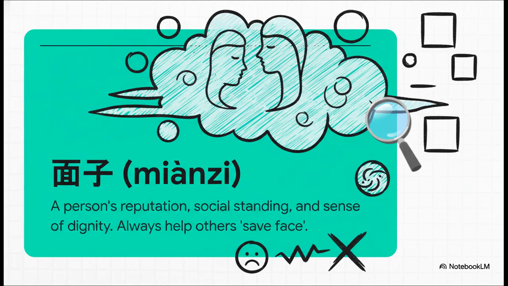You can make deposits into someone's account by giving them face, or you can make withdrawals by causing them to lose face. And if you bankrupt someone's account, especially in public, you may never, ever recover that relationship. This is why all communication, especially feedback, is filtered through this crucial lens. How do I get my point across while protecting, or maybe even enhancing, the other person's mianzi?